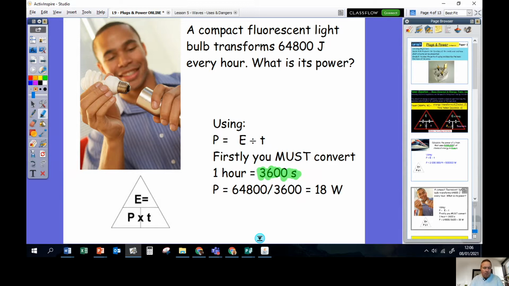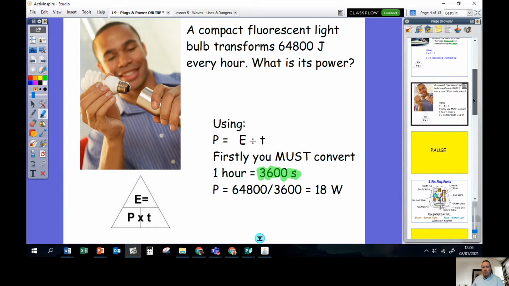Power, 64,800 divided by 3,600 gives me a power of 18 watts. So in these calculations, keep an eye out for time that isn't given in seconds, but also keep an eye out for things like kilowatts, which means 1,000 watts. Keep an eye out for things like kilojoules, which means 1,000 joules. All those conversions could be in there.